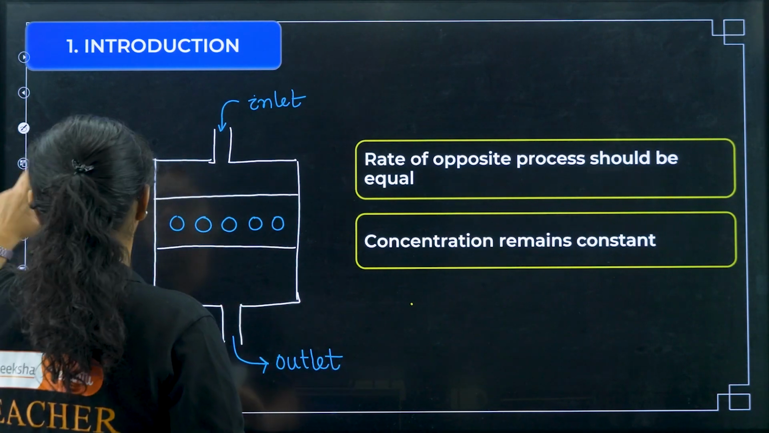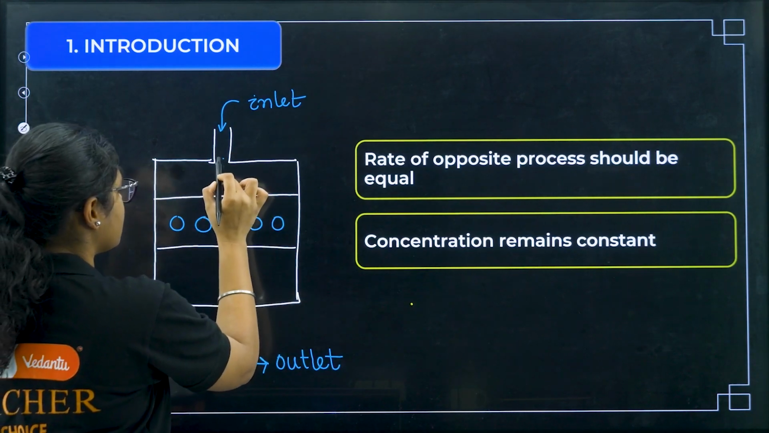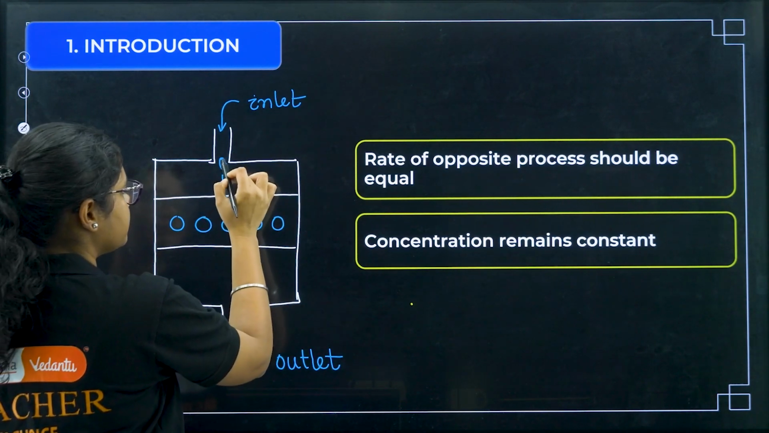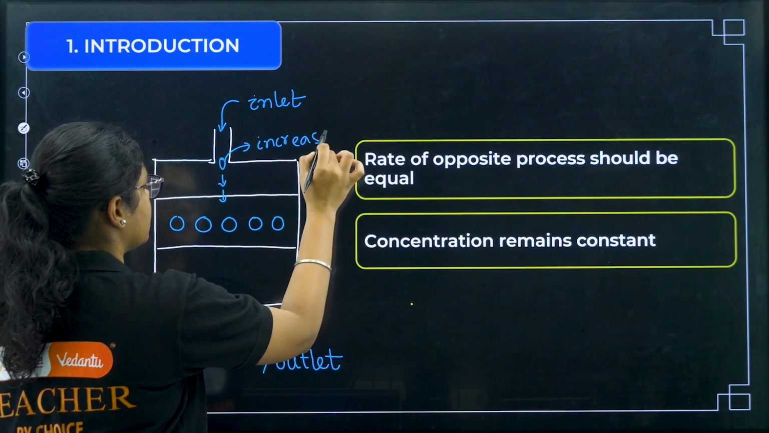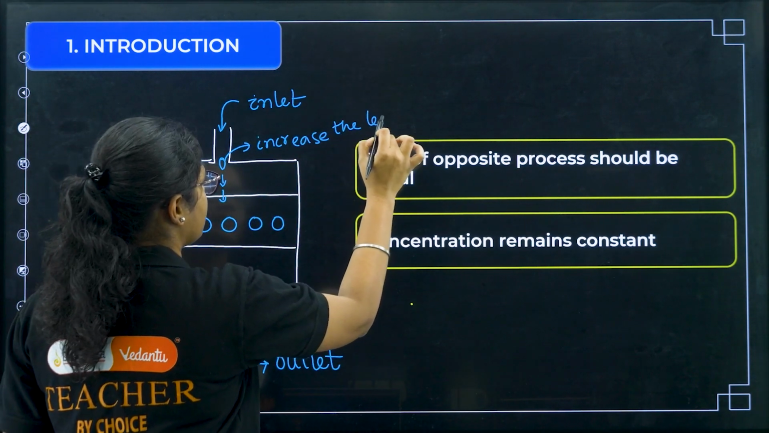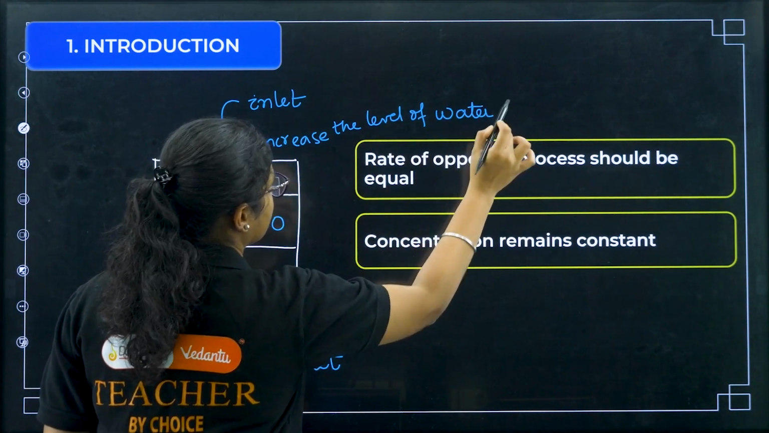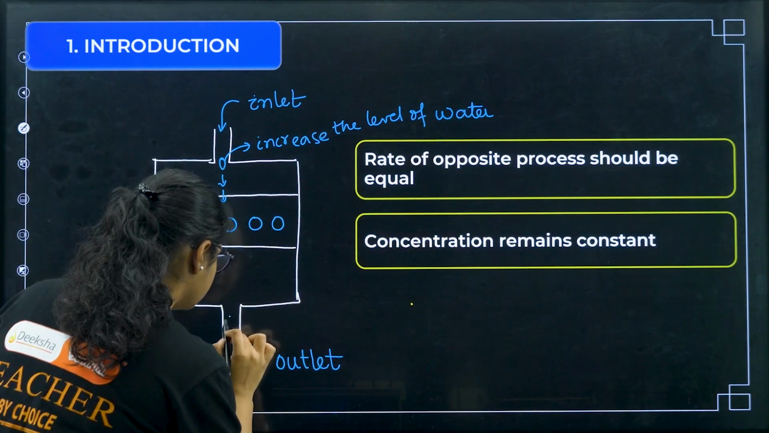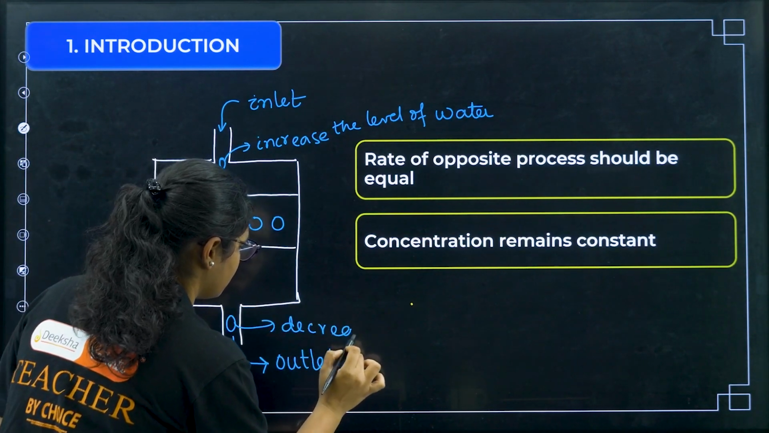Now, just imagine that 1 drop of water comes inside. What is the role of this? It will increase the level of water. Now from here, suppose one drop is going out. What is the role of this? It will decrease the level of water.